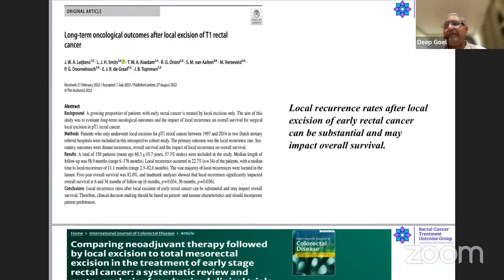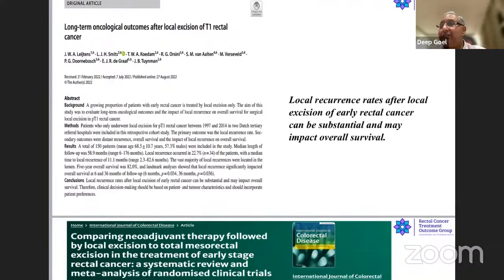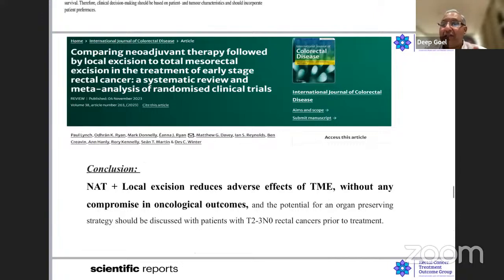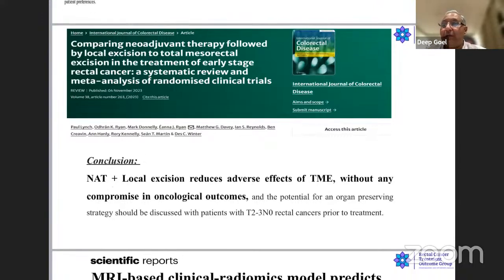There is some literature which says that local recurrence rates after local excision in low rectal cancer are higher as compared to TME. But when you apply neoadjuvant treatment in these patients and then do local excision, then the recurrence rate and overall oncological rates are similar to TME, without any disadvantage of TME in the form of losing the organ or anterior resection syndrome.